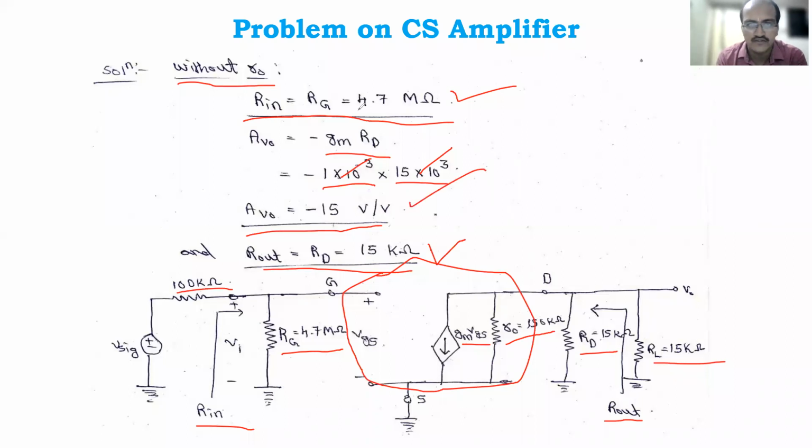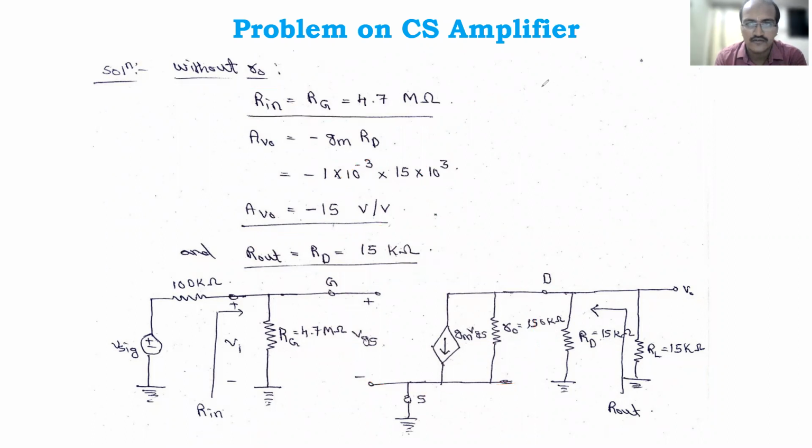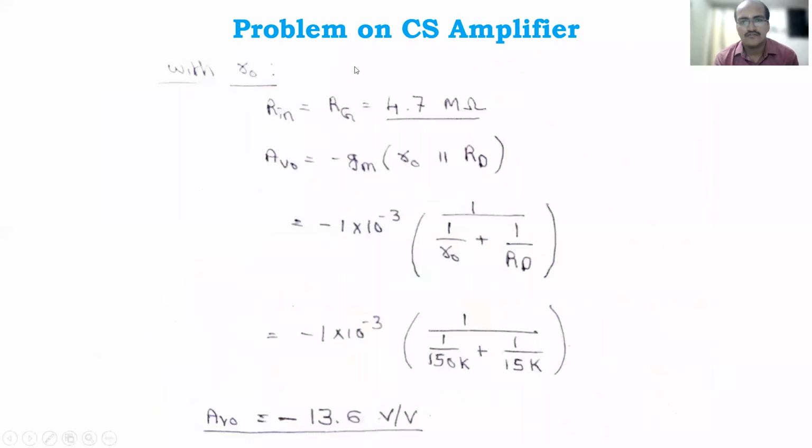Now remember these values. With R0, the Rin equal to Rg value will not change, because there is no effect of Rout on the input side. It will come the same in both cases, but we still need to write it down. So with R0, same thing once again: Rin equal to Rg equal to 4.7 mega ohm.